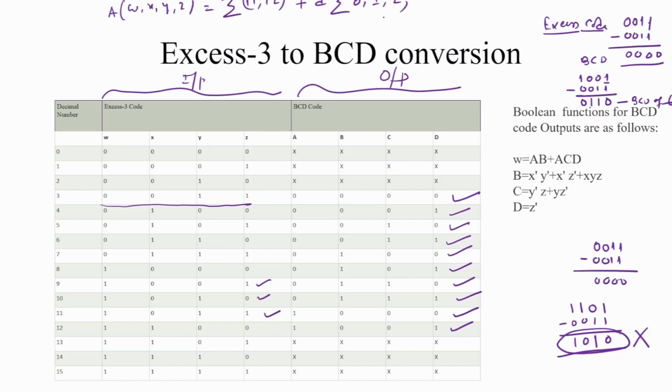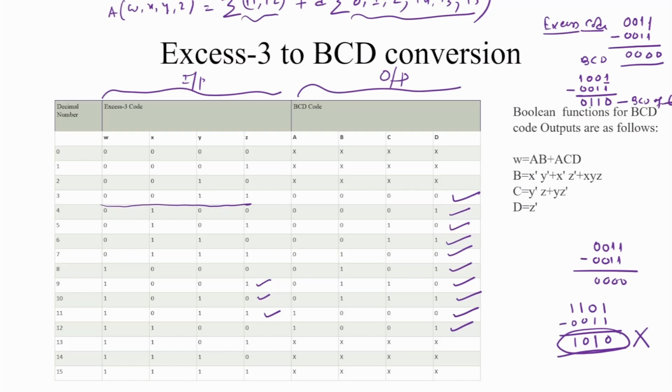Similarly, the don't care minterms are 0, 1 and 2, and also 13, 14 and 15. In this particular minterm combination, the output is don't care. In this combination the output is 1, and for the rest of the minterm combinations, the output is 0.